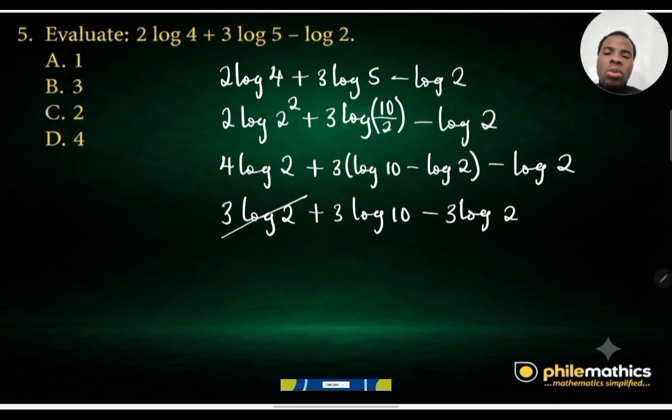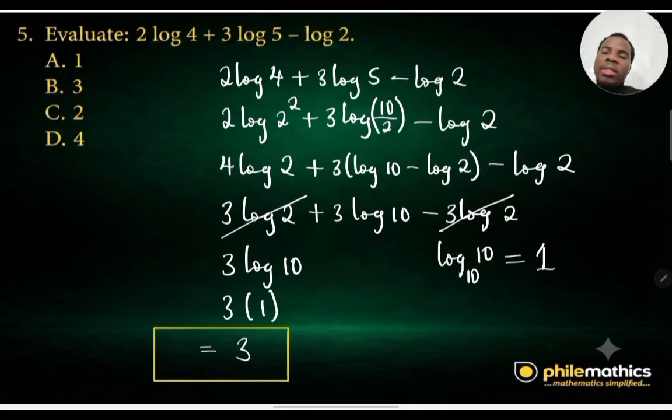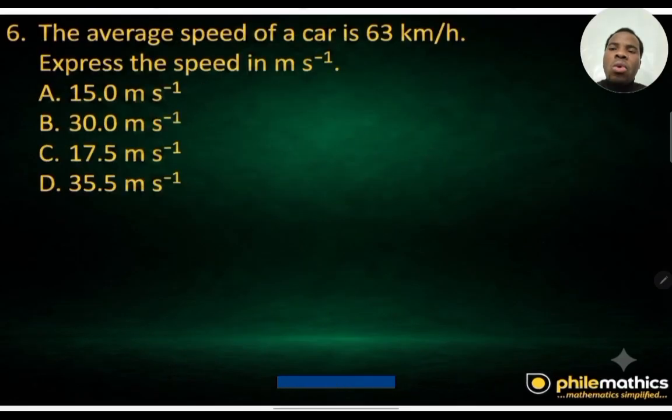3 log 2 can cancel 3 log 2, and so we are left with 3 log 10. Like I said, since in base 10, we know that log 10 to base 10 is 1. Likewise, log any number to the same number is just 1. So this is 3 multiplying 1. So our final answer is 3, which is B.